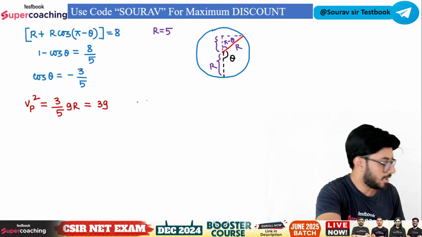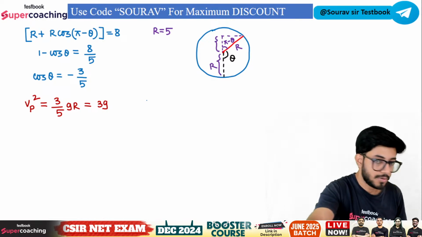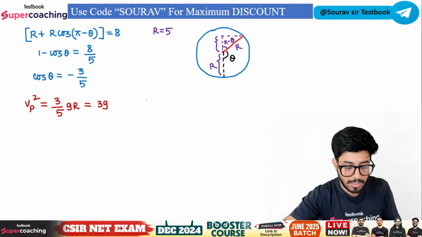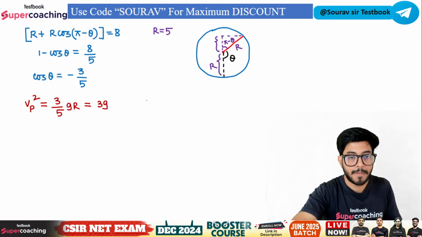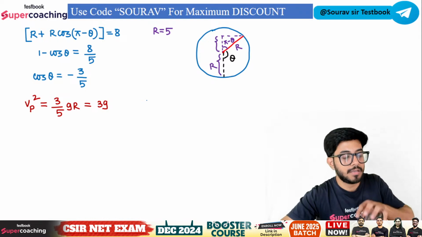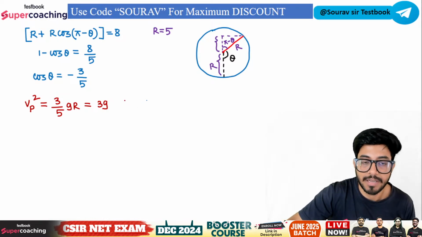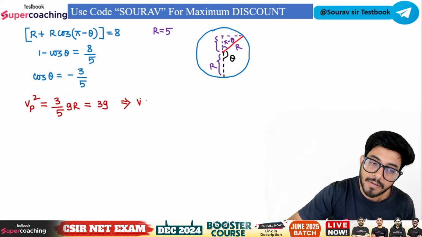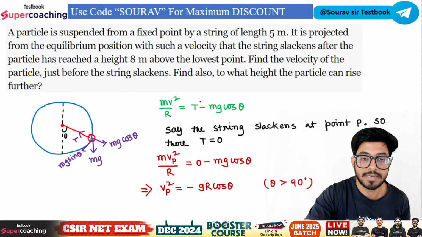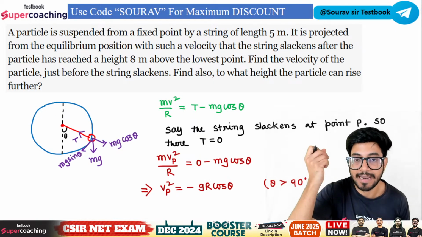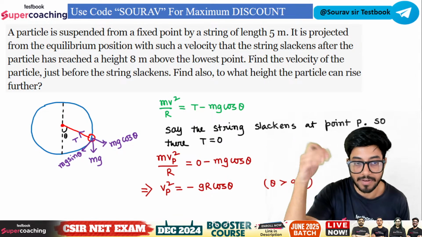So Vp is 3 into 9.8, whatever I'm getting, root over of that answer. That is 5.42. Vp is 5.42 meter per second. Then what have they asked? They said find also the height, at what height the particle can rise farther.